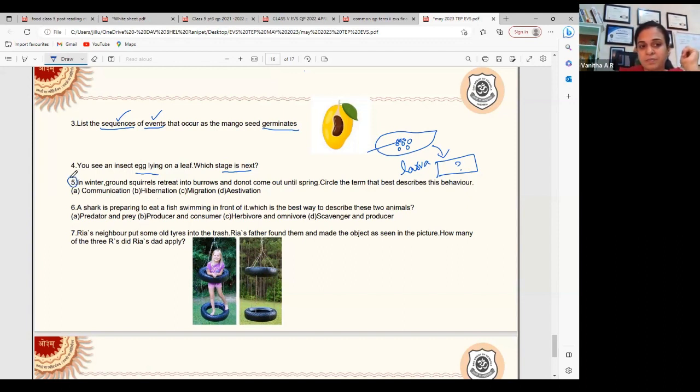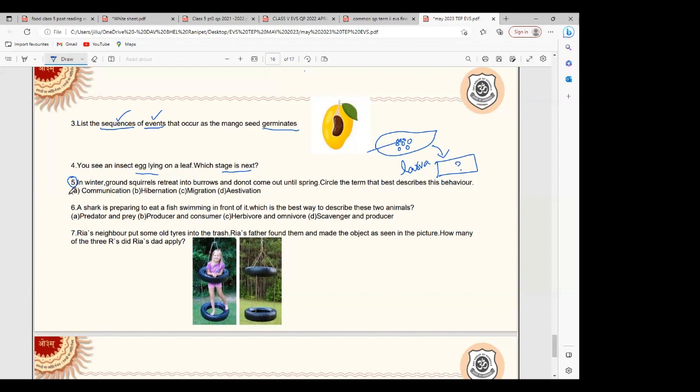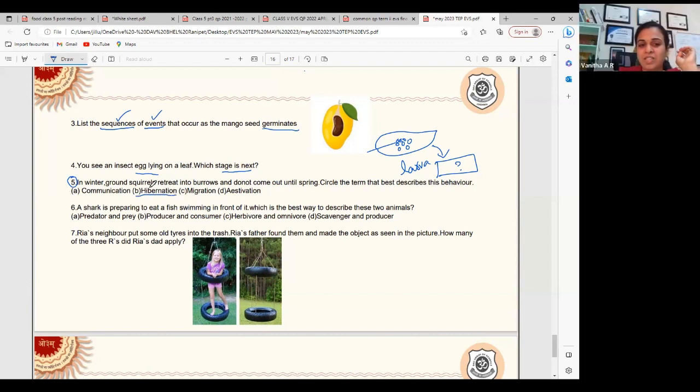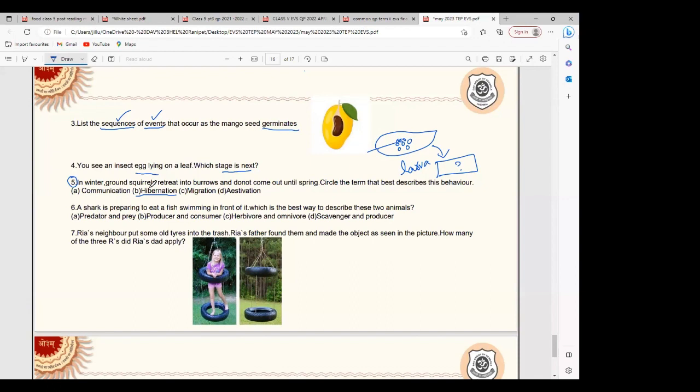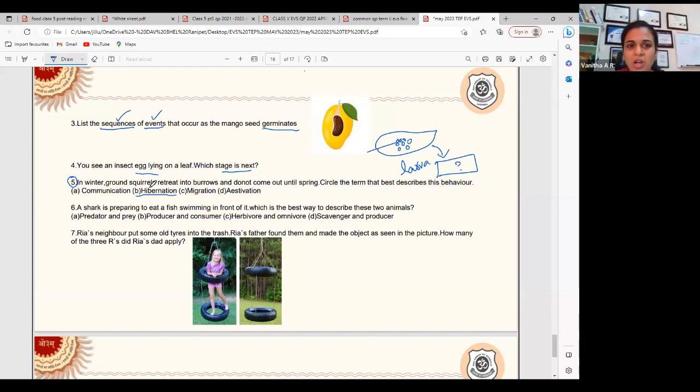Next is, in winter, ground squirrels retreat into the burrows and do not come out until spring. Circle the term that best describes this behavior. Hibernation. Yes, definitely it's hibernation. The other way of asking this question is how we generally ask. The answer is hibernation, winter sleep. What is the other term for winter sleep? Or even if we say ground squirrels undergo a process, what is the process? That could be in simple terms.